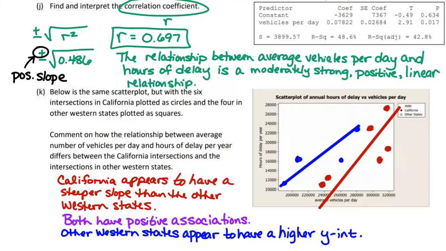Based on hours of delay and average vehicles per day, do you think it would be better to live in California or the other Western states? Other, why? They seem to have the most average vehicles and the highest delay, right? So you could comment on that also.